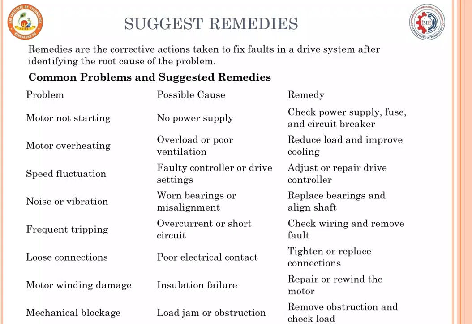Speed fluctuation: faulty controller or drive settings. Adjust or repair the drive control, that is the remedy. Noise or vibration: worn bearings or misalignment of parts. Replace the bearing and align the shaft. Frequent tripping means overcurrent or short circuit. Check wiring and remove the fault. If there is a loose connection, there will be poor electrical contact. Tighten or replace the connection, that is the remedy.